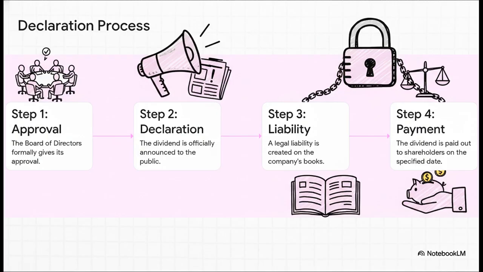First, the board meets and formally votes to approve the dividend. Then comes step 2, the public announcement. We call this the declaration date. And this, right here, is the point of no return. The second that dividend is declared, step 3 happens instantly on the accounting books. A legal liability is created. And finally, sometime later, you have step 4, the payment date, when the company actually sends out the checks.